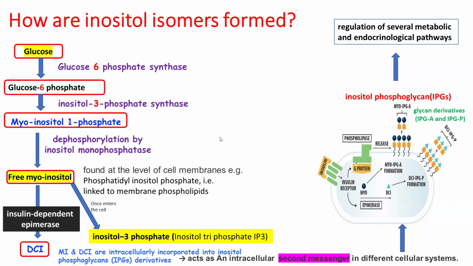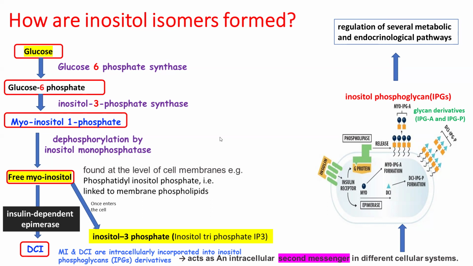dichiro-inositol. So dichiro is a product of the myo-inositol under the effect of the epimerase enzyme, and this is an important enzyme. And this epimerase enzyme is dependent on insulin. So insulin is important. The epimerase enzyme is important to form this minimal amount of dichiro-inositol in the cytosol.